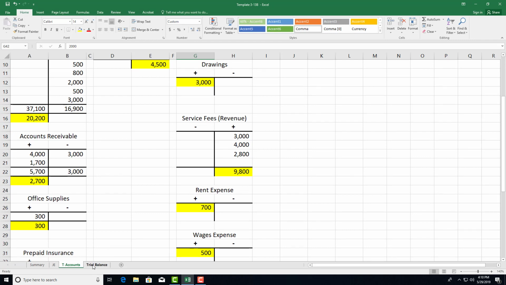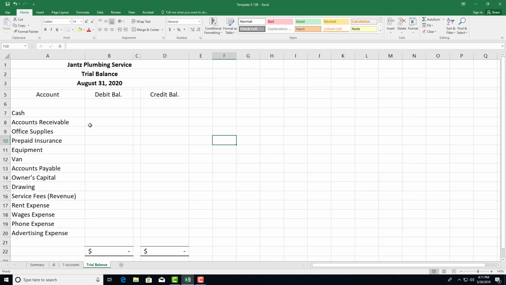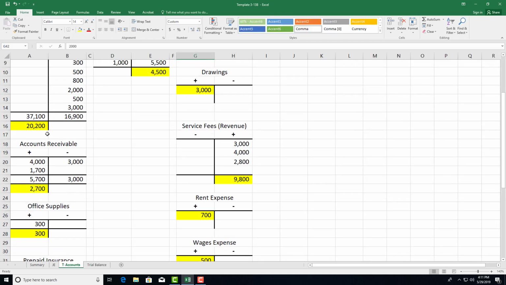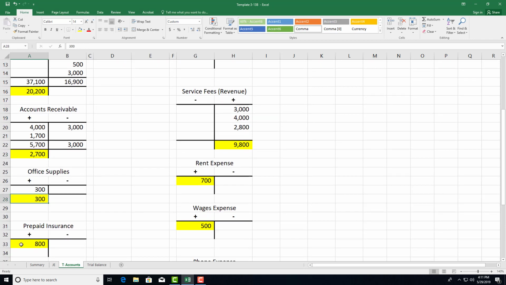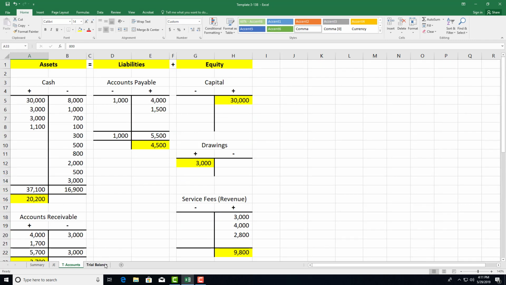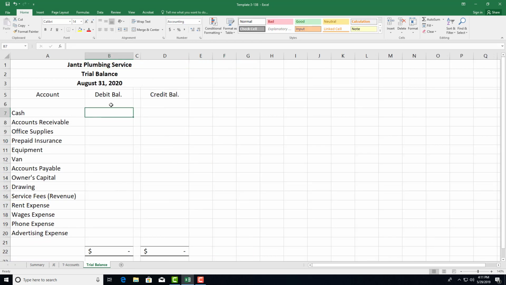And then next we can do the trial balance. And all we're going to do with the trial balance is take the ending account balances. So I've highlighted these ending account balances. And so we'll take those amounts and plug those into the trial balance. So cash, 20,200, 2,700 for accounts receivable, 300 for office supplies, 800 prepaid insurance, 6,000 equipment, and 8,000 for the van.